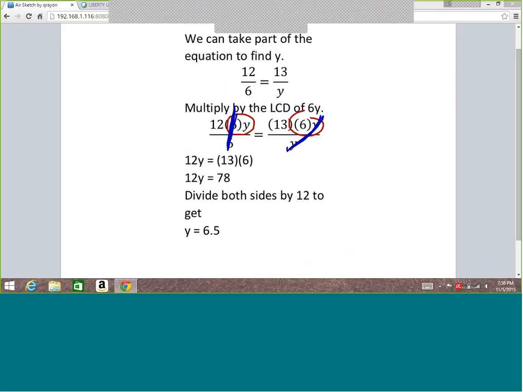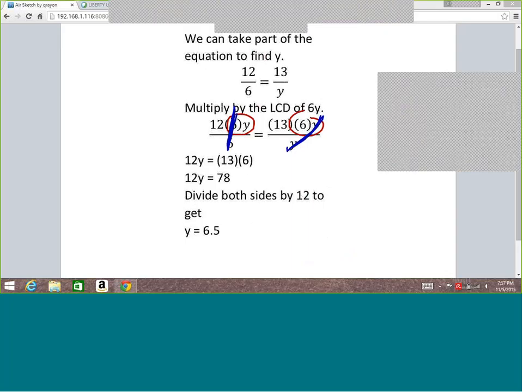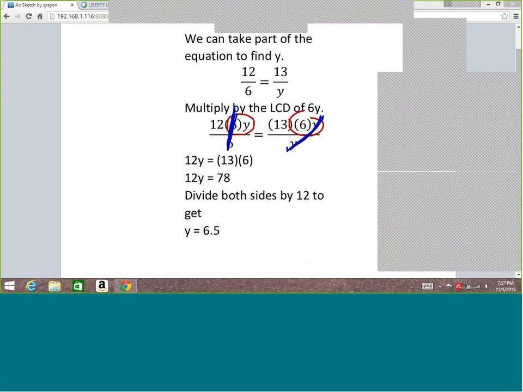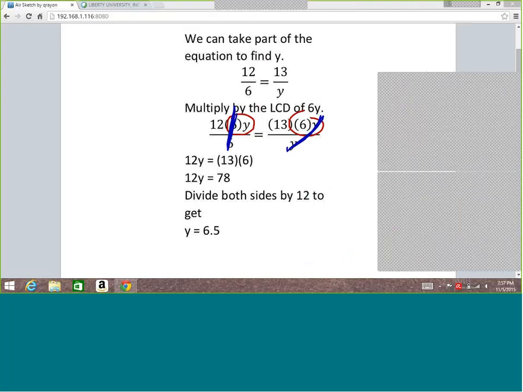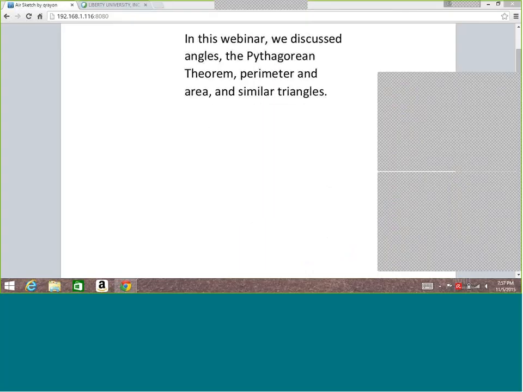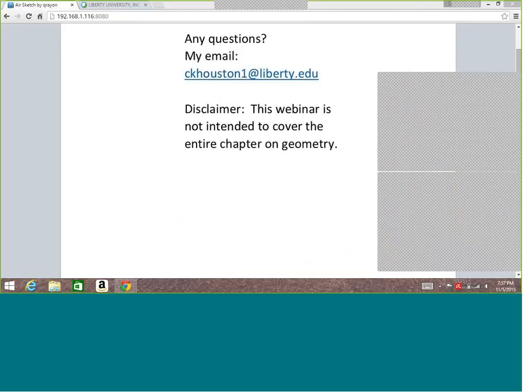Okay, what I'm going to do is check again in the chat box and see if there are any questions, and I don't see anything. Okay. So in this webinar, we discussed angles and how to find angle measures and the Pythagorean theorem. We also looked at perimeter and area and similar triangles. So it's a lot of different topics in geometry, and I really hope it's been helpful.